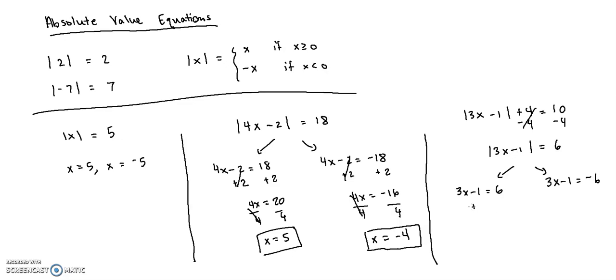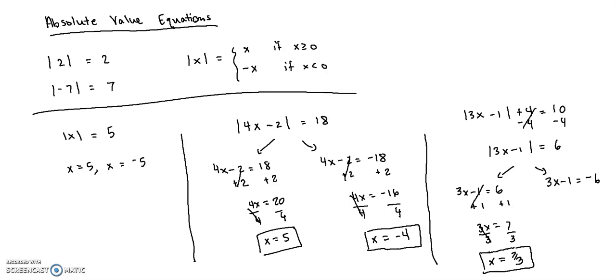Okay, so solving the left-hand side, we're going to add 1 to both sides. We get 3x equals 7. Okay, then I want to do the opposite. I'm going to divide by 3, and I get x equals 7/3. Okay, so there's one answer. We can come back up and check.